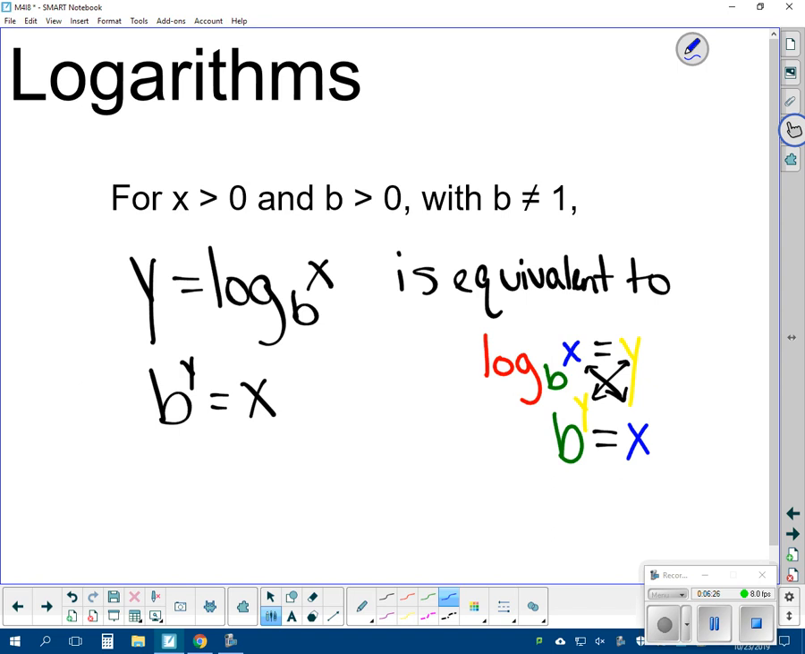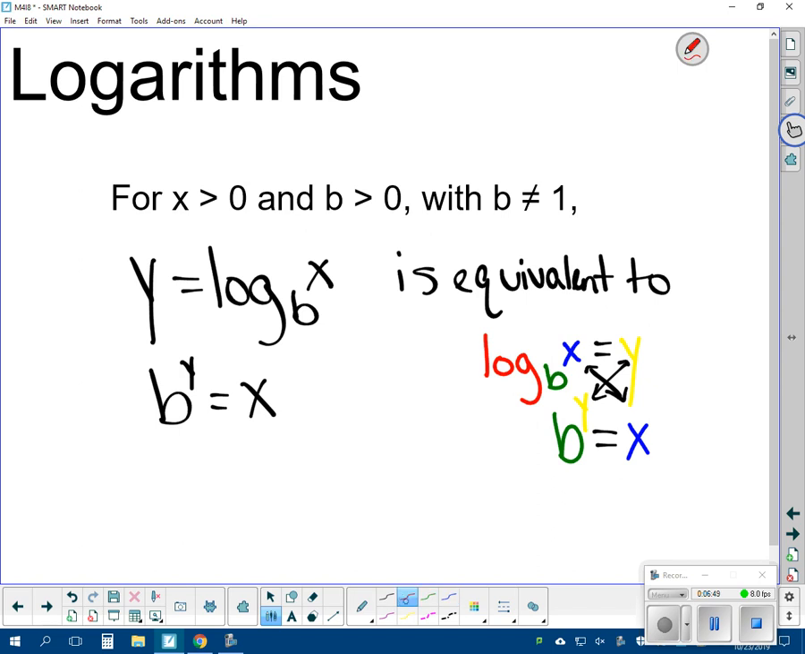Remember how when we learned about inverse functions, we talked about switching the x and the y? These two functions are inverses. A logarithm is the inverse to an exponential equation. So how do you solve an exponential equation? You use its inverse, which is logarithms.